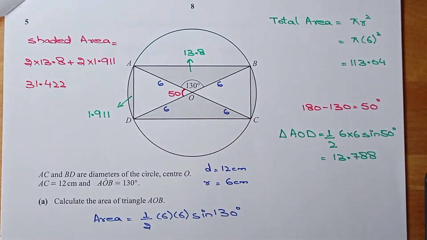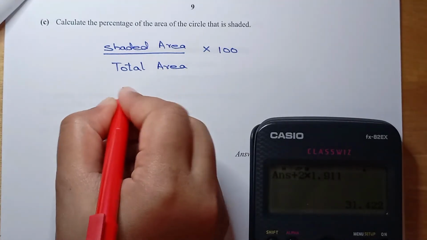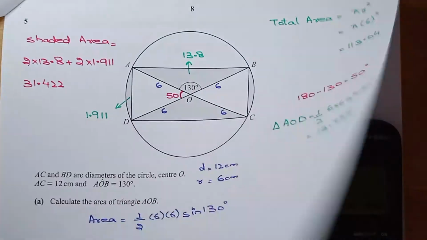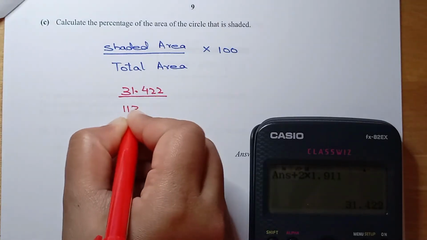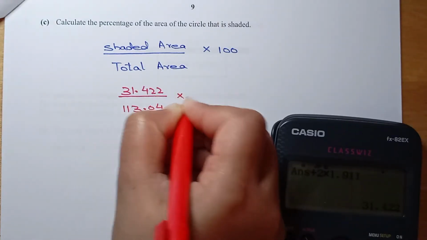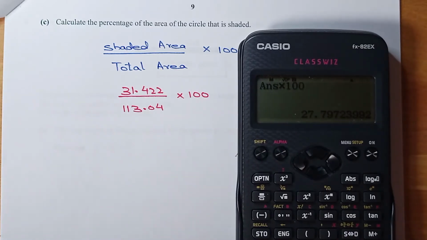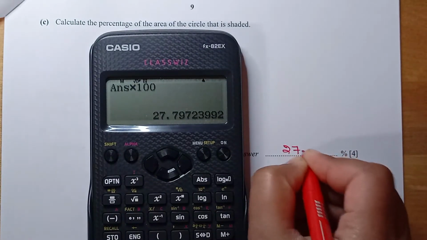And the total area. So let me put it into the formula. The shaded area we got is 31.422, and the total area is 113.04. Divide 31.422 by 113.04 and times by 100, and we will get 27.79, or we can say 27.8% is shaded.